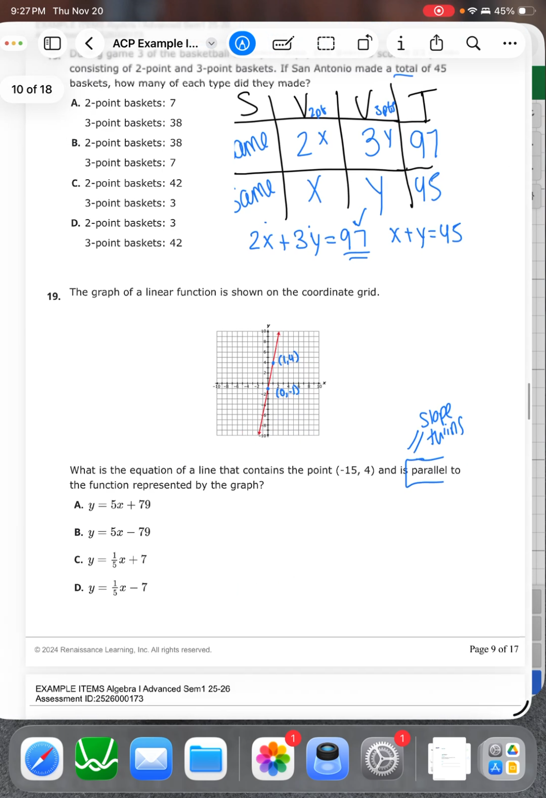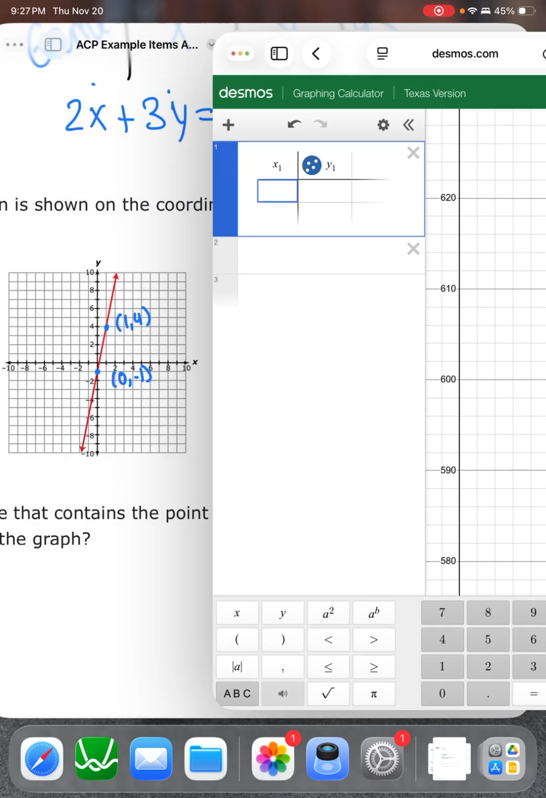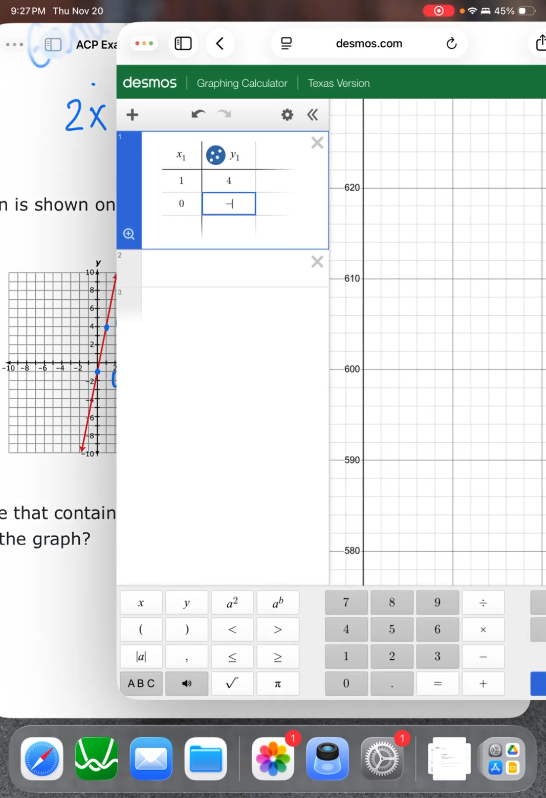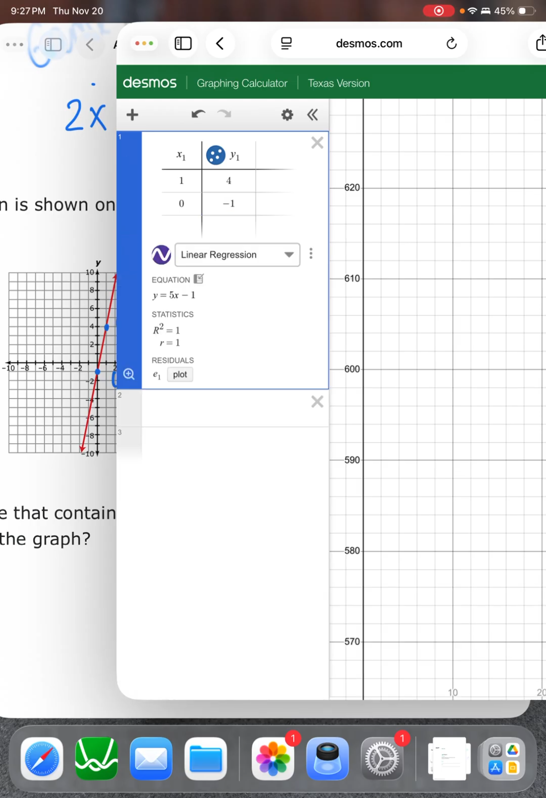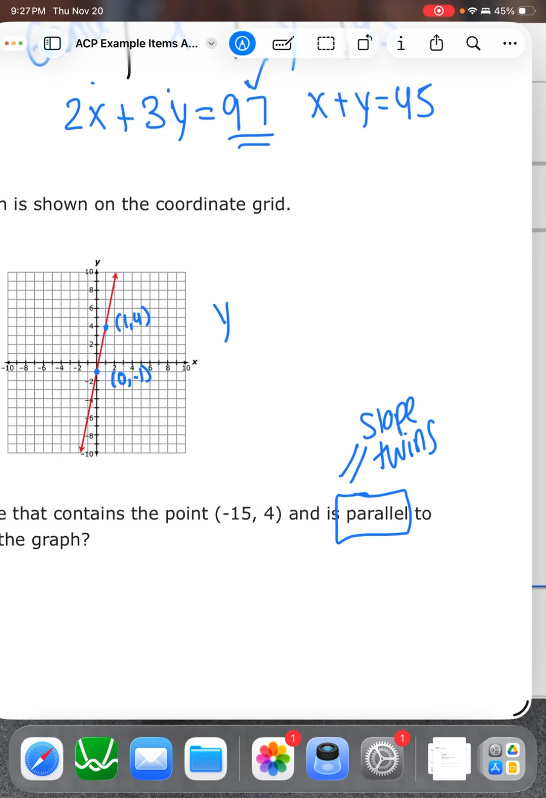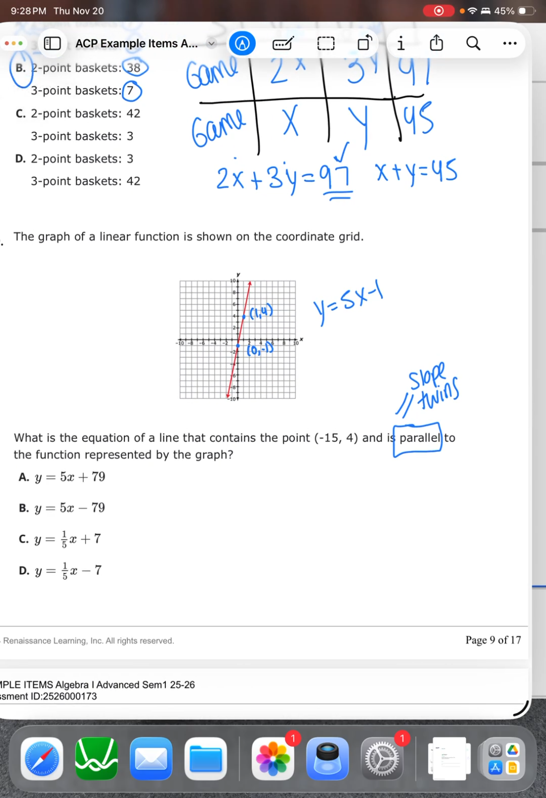So we can go ahead and plop that into Desmos, and it will get our slope-intercept form, so 0, -1. And we have y equals 5x minus 1. So y equals 5x minus 1. And I am looking for a parallel line, right? So right away, I know that 5x has to be my slope. So I know C is not right, and I know D is not right.